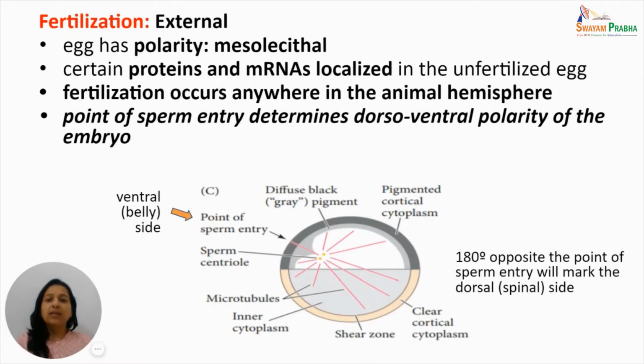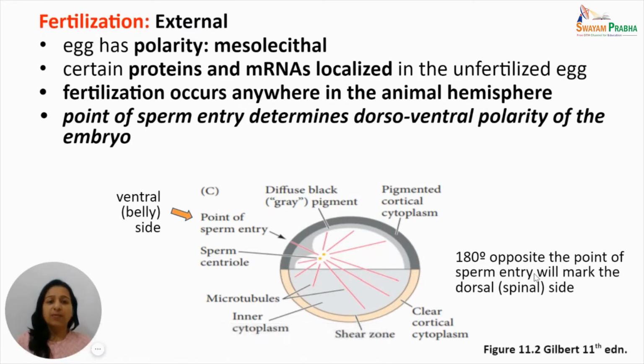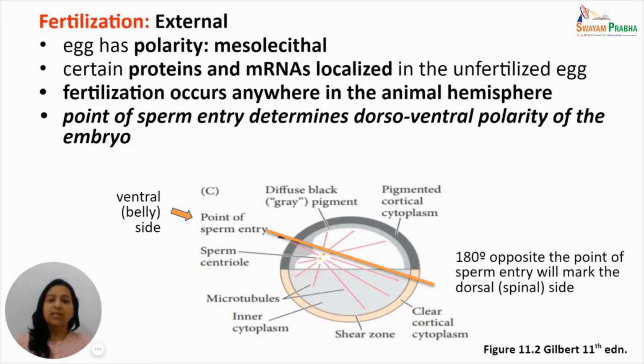Now we see that the point of sperm entry will become the ventral side of the embryo, that is its belly side, while the side which is 180° opposite the point of sperm entry will become the dorsal side of the embryo. The axis passing through this point of sperm entry to its directly opposite side will form the dorsal-ventral axis of the embryo.